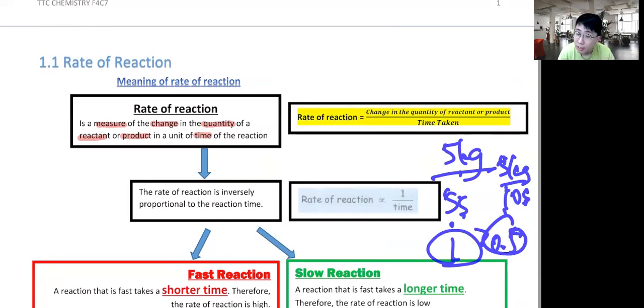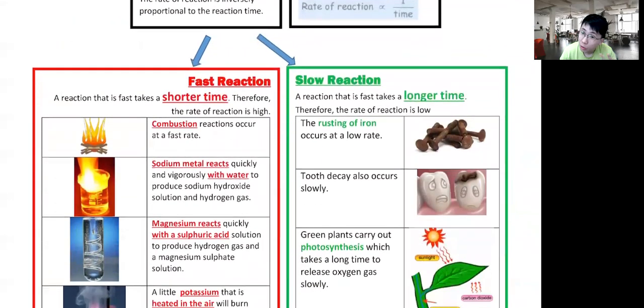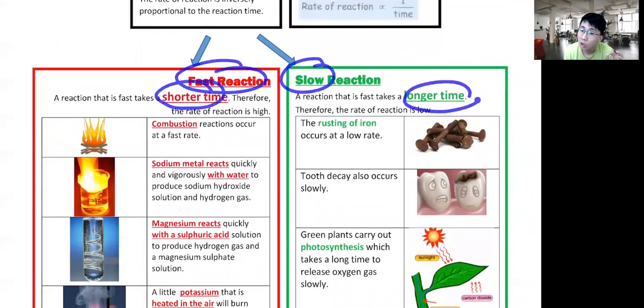You have a faster reaction, which you can also predict by logically thinking. If it takes 5 seconds and the other takes 10 seconds, which one is faster? The shorter time, the faster the reaction, right? So basically, when you see a reaction takes a shorter time to complete, then you have a faster reaction. Okay, now, in conclusion, a faster reaction takes a shorter time. A slow reaction takes a longer time to occur.